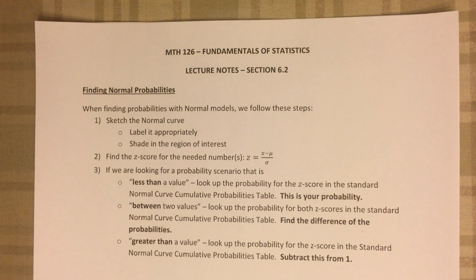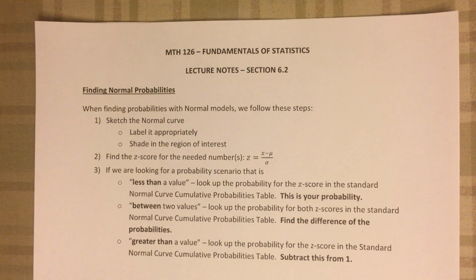Once we label our horizontal axis for our normal curve, then we're going to find our z-score. And our formula for z looks very, very similar to what we used before. z equals x minus mu over sigma. We've just replaced our x bar and our s with our new notation. So it's still our observed value first, minus our mean up on the top. It's just that mean is now mu. And then we're going to divide it by our standard deviation, which is sigma in the bottom.